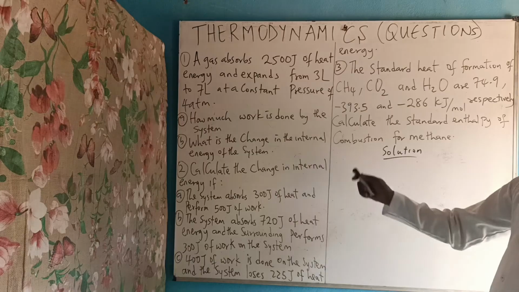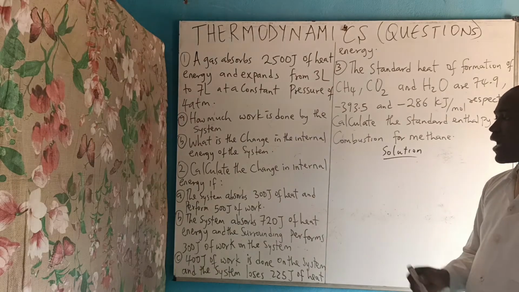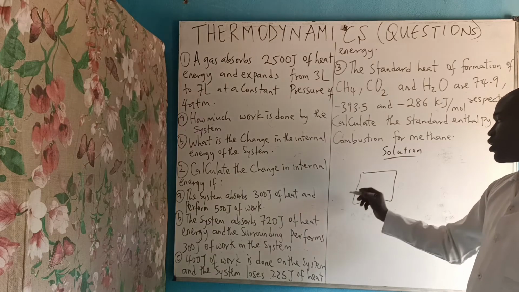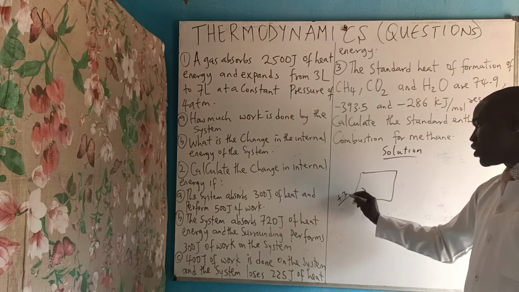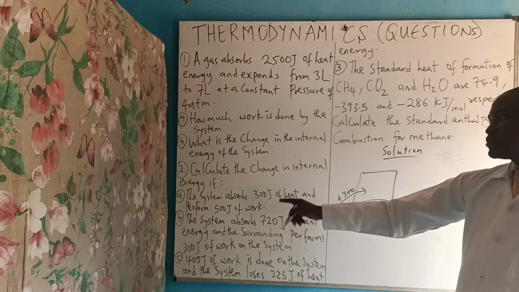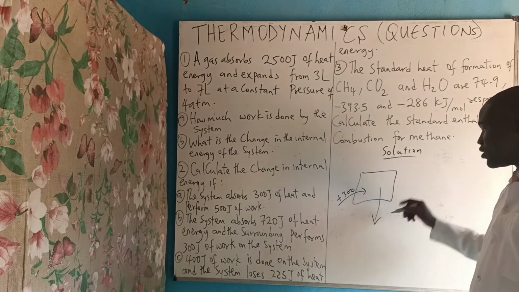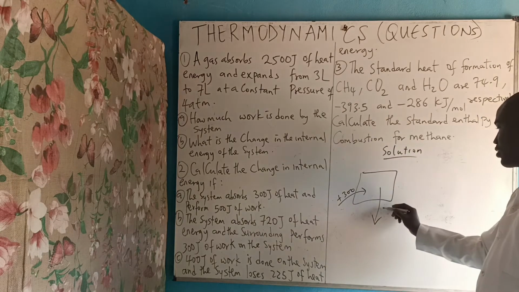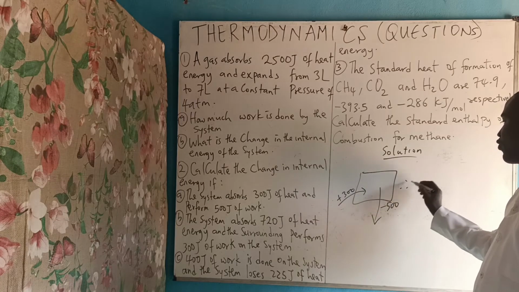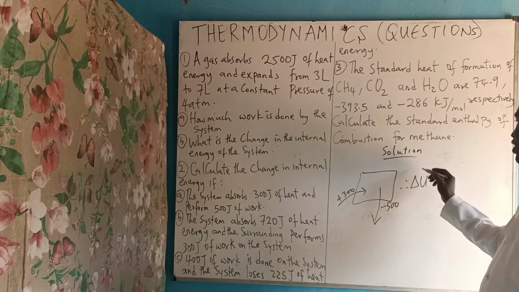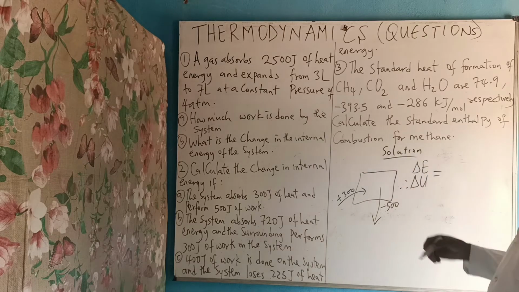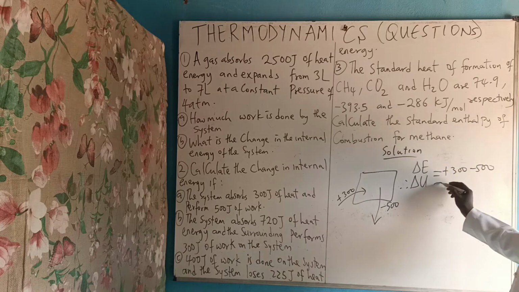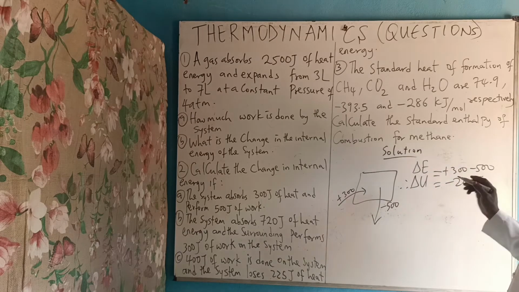Question number 2: calculate the change in internal energy if the system absorbs... So look at our system. If the system absorbs 300 joules of heat, it is absorbing 300, and performs 500 joules of work on the surrounding. When it's performing work, it's going to lose that energy, minus 500. Therefore, change in internal energy, or change in E, is equal to plus 300 minus 500. That will be giving me minus 200 joules.